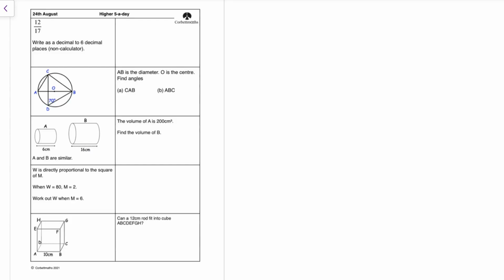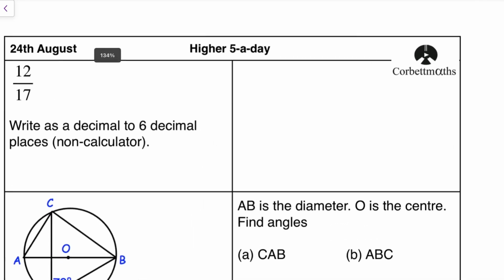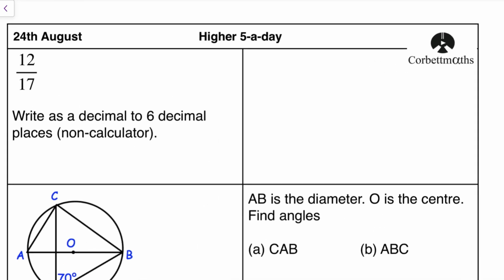And welcome back. It's the 24th of August, high five a day, and we're going to go straight to the first question. The first question says, without a calculator, write as a decimal.